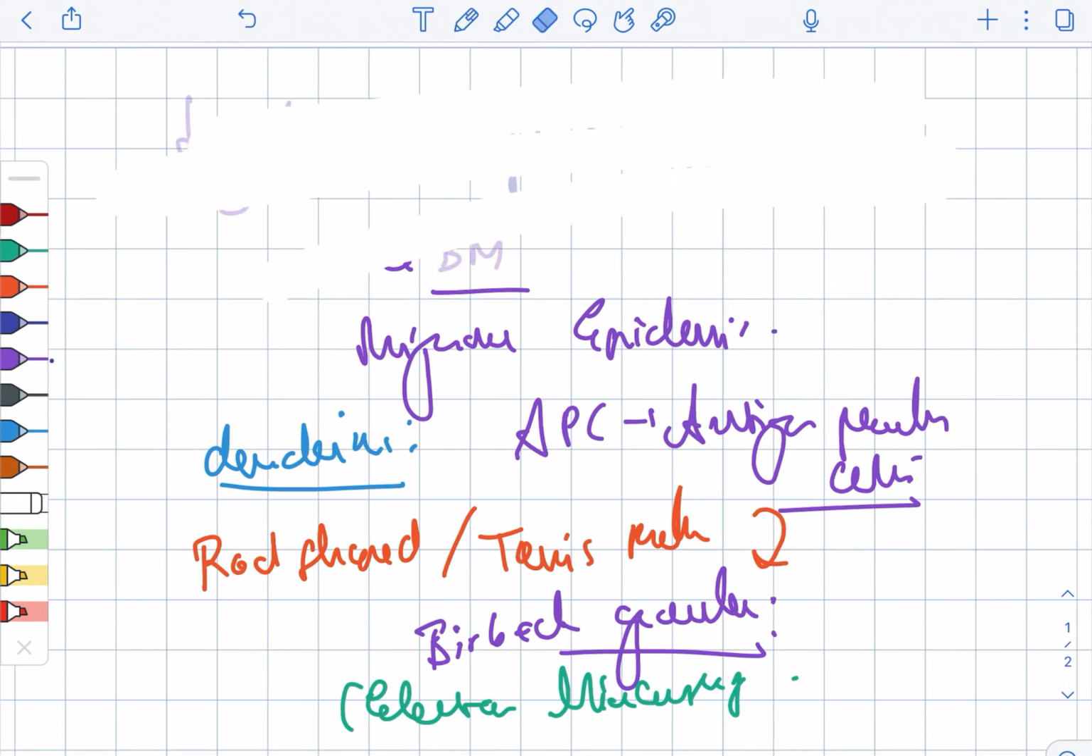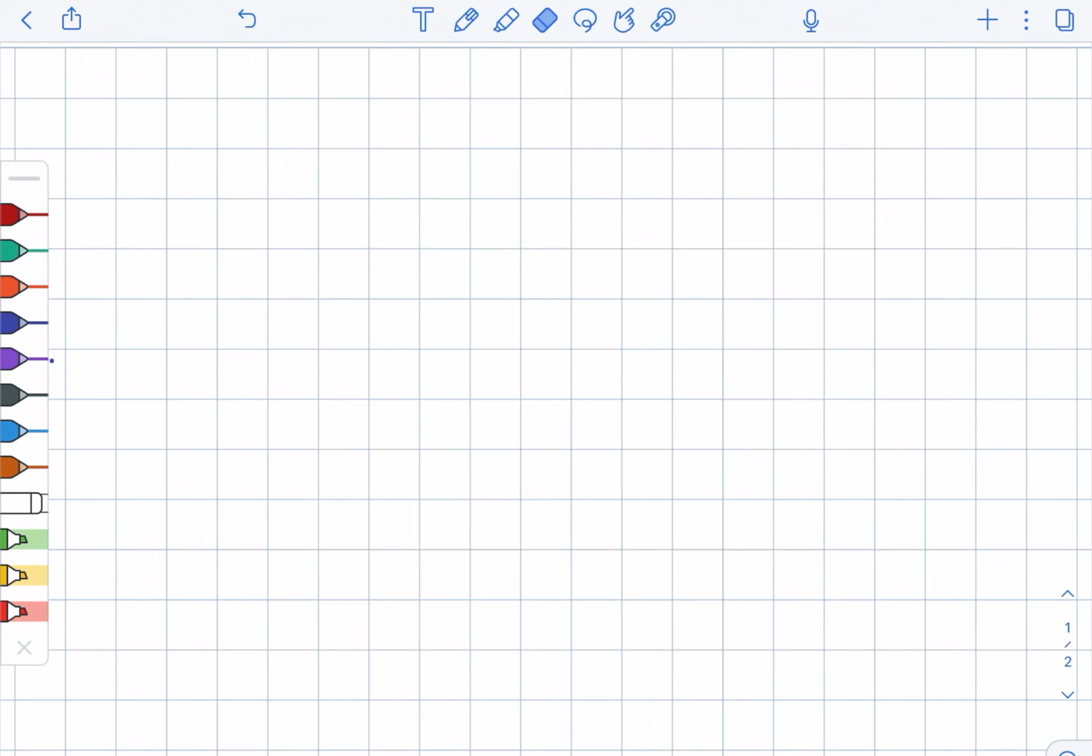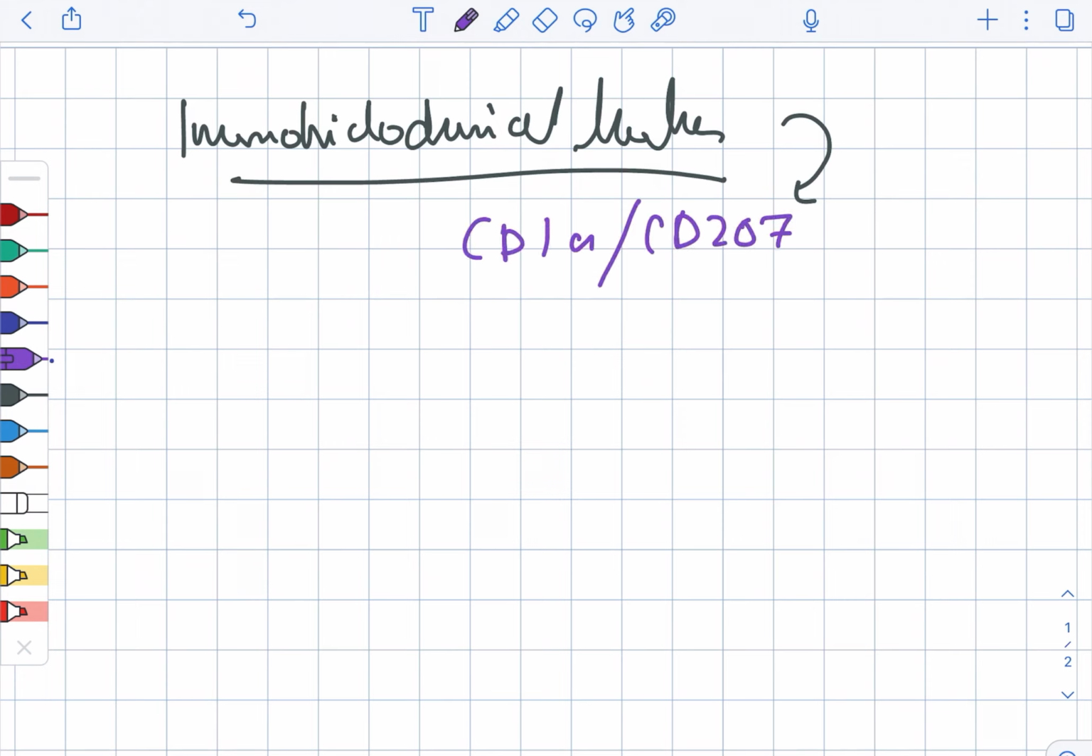And next there are the immunohistochemical markers. They are nothing but the CD1A, CD207, that is the Langerin, and the S100 are seen.